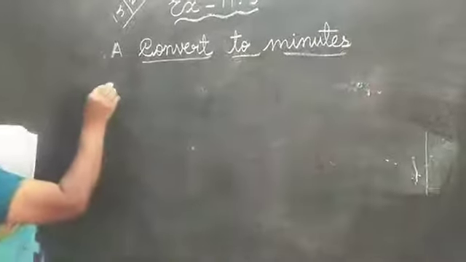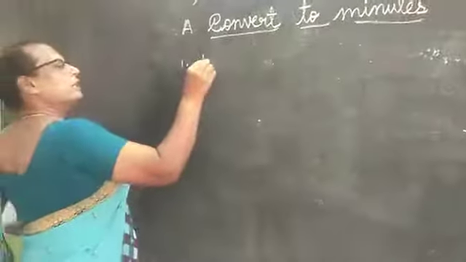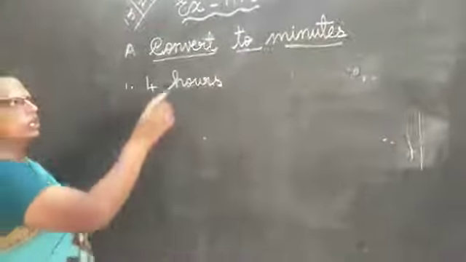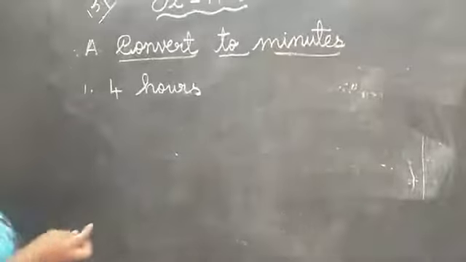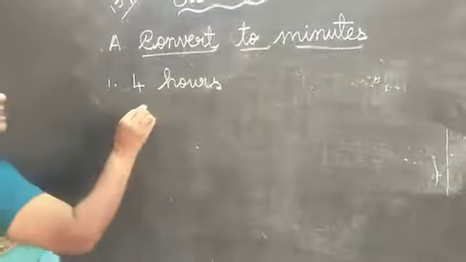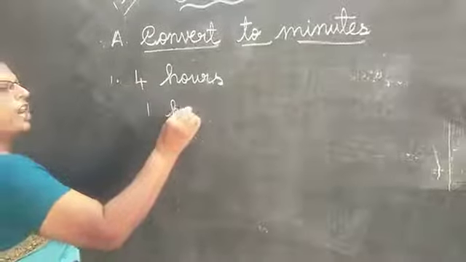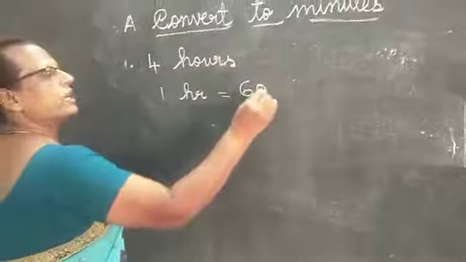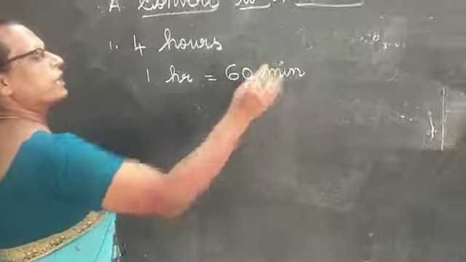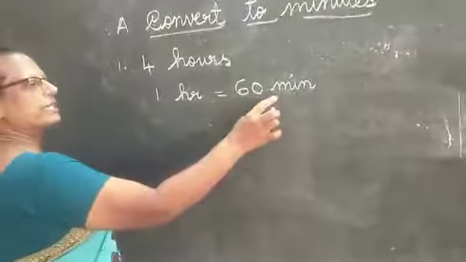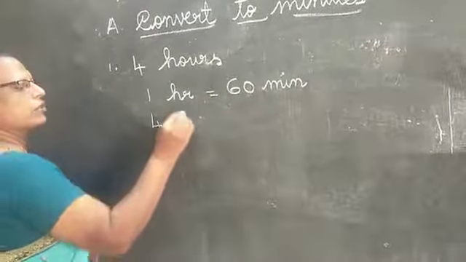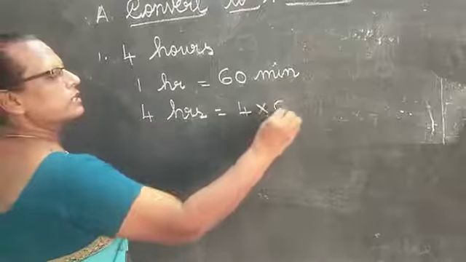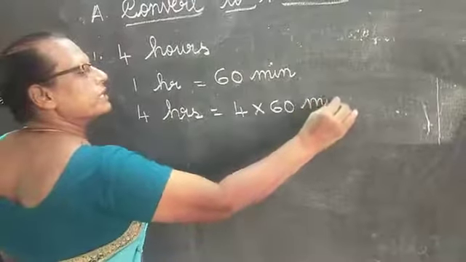The first one. All of you listen carefully, then only you can learn. 4 hours. So they have given hours, and you have to convert to minutes. So 1 hour is equal to what, children? 1 hour, short form you can write HR, is equal to 60 minutes. For minutes you can write MIN. So 1 hour is equal to 60 minutes. Then 4 hours is equal to 4 into 60 minutes.